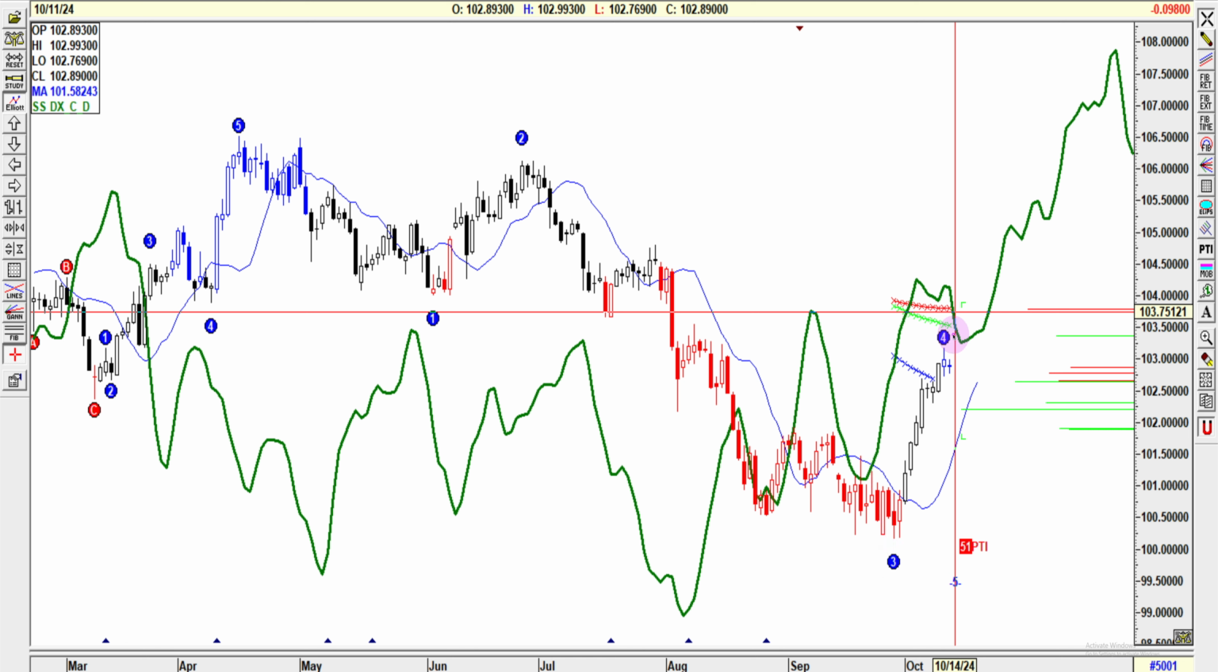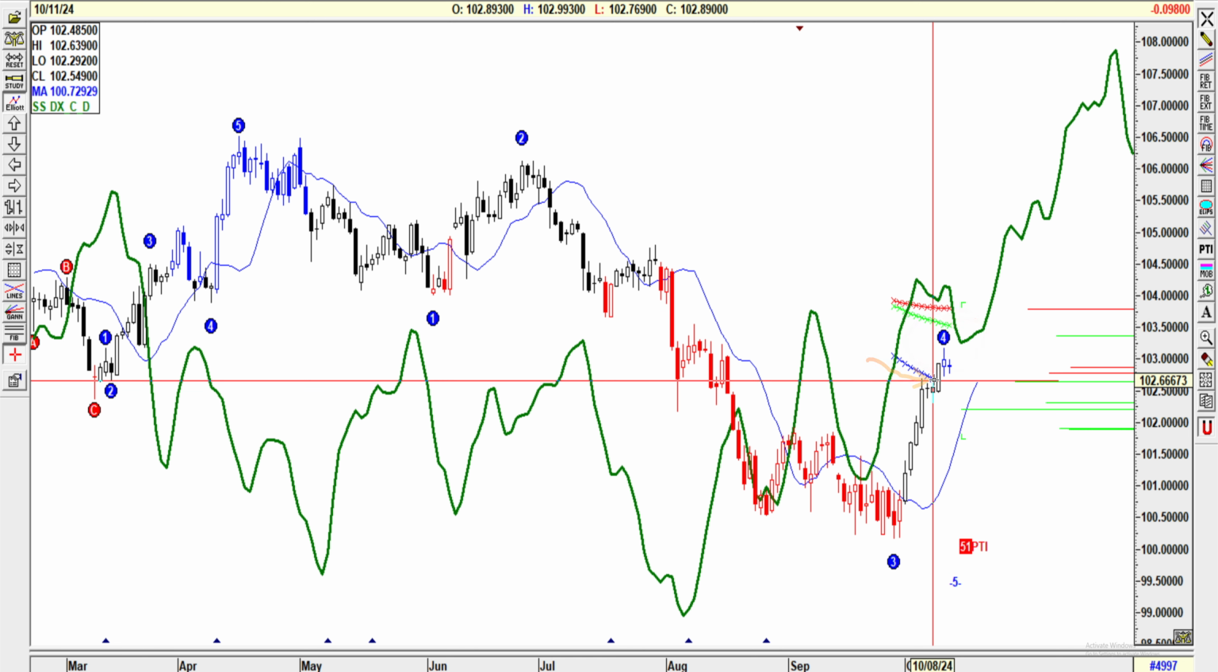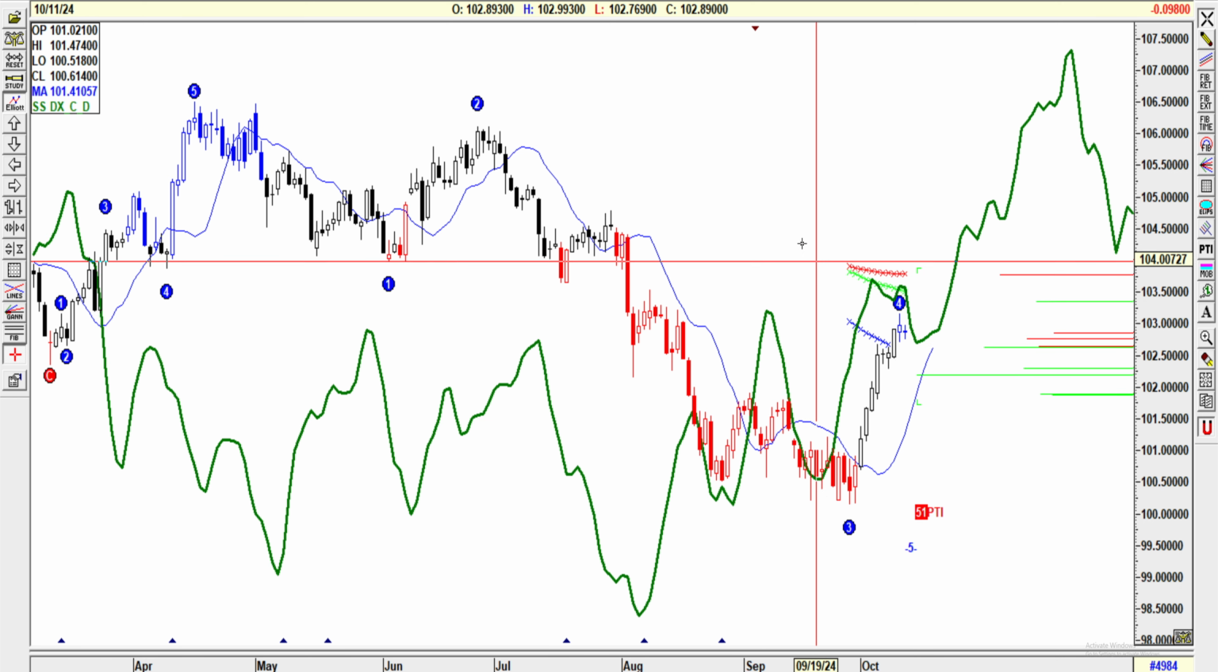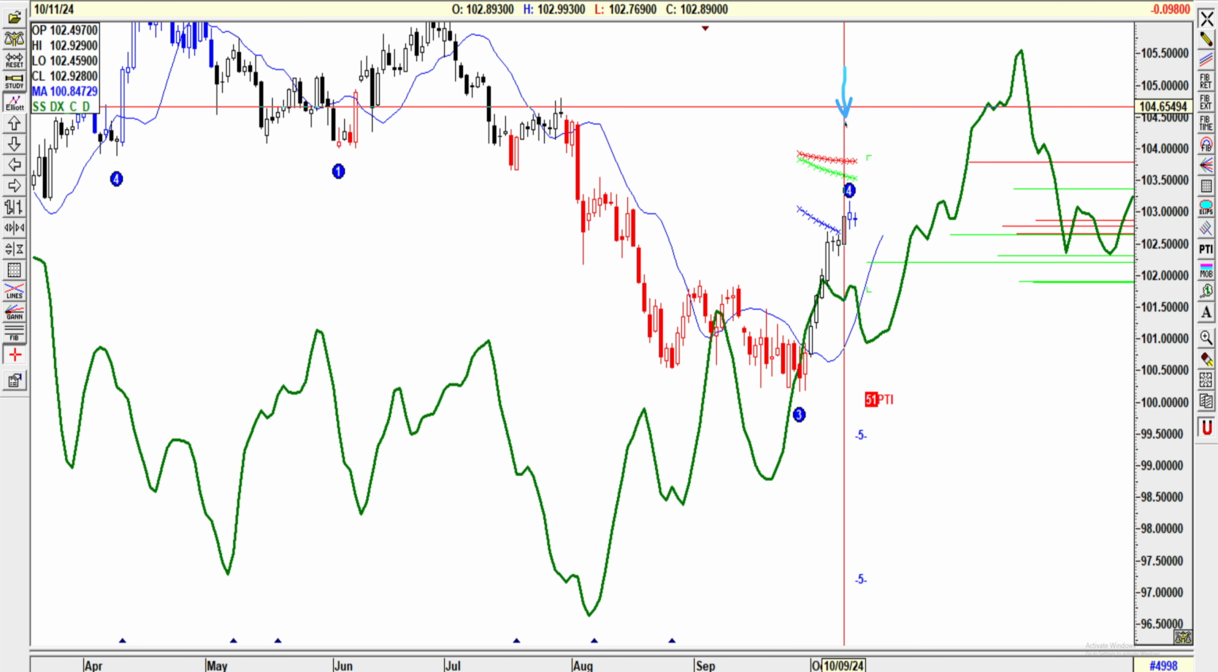But if we fail around here, I mean, we already took out this one right here, 102.66. If we could close above 103 or fail here or below these X's, chances are we have our wave 4. So let's say there is a wave 4 in the works.